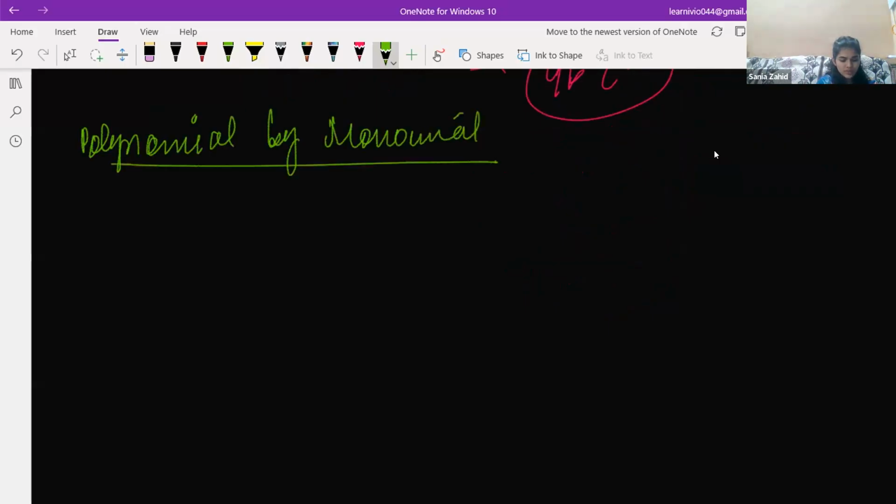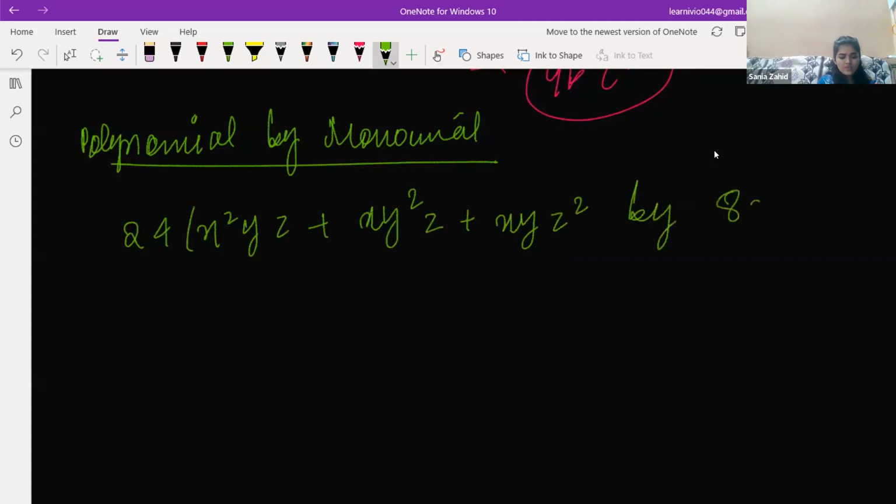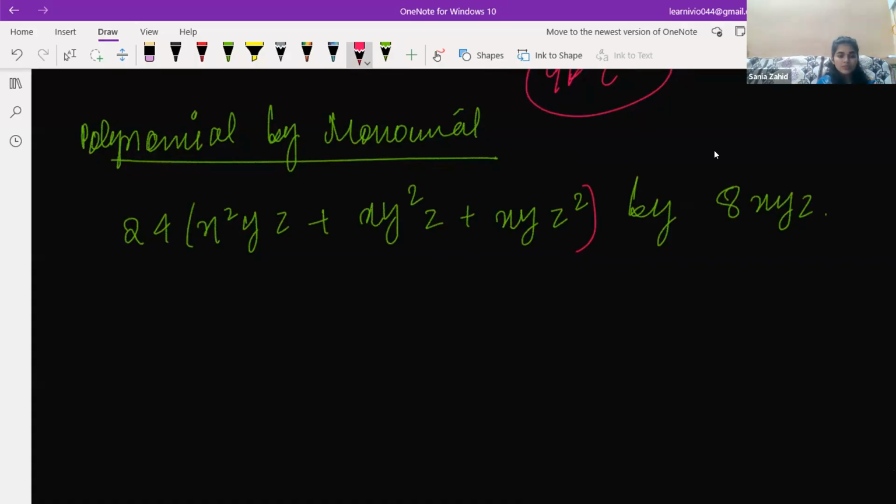So let's suppose you have a question where you have 24 x square yz plus xy square z plus xyz square, and you have to divide it by 8xyz. So what can you do? How can you solve this? Now, first we have to find the common out of the bracket. Okay, so one thing I've already written as common. Further, what can I find common? Now we can find YZ. 1x, 1y, and 1z as common.